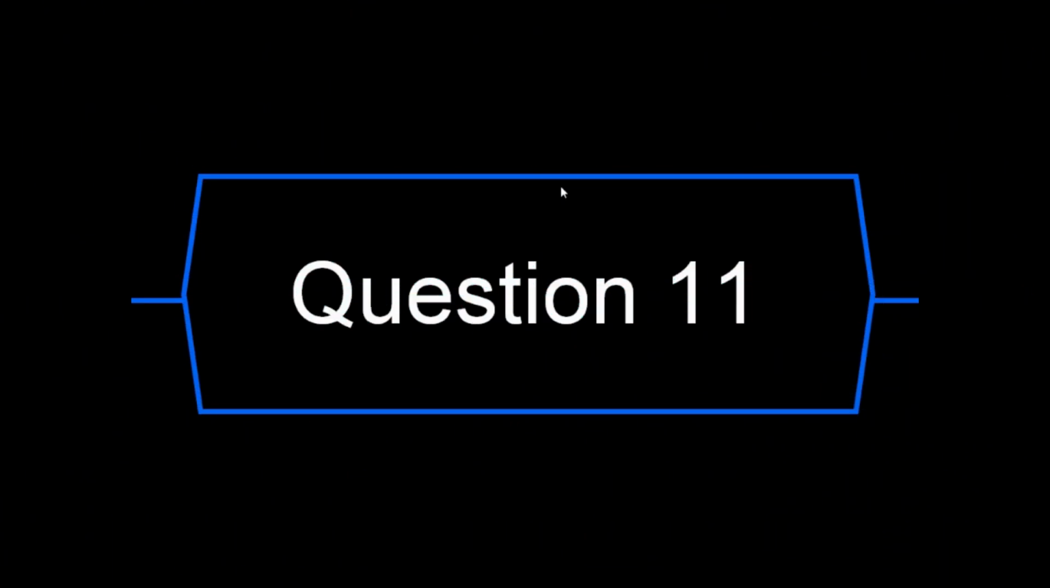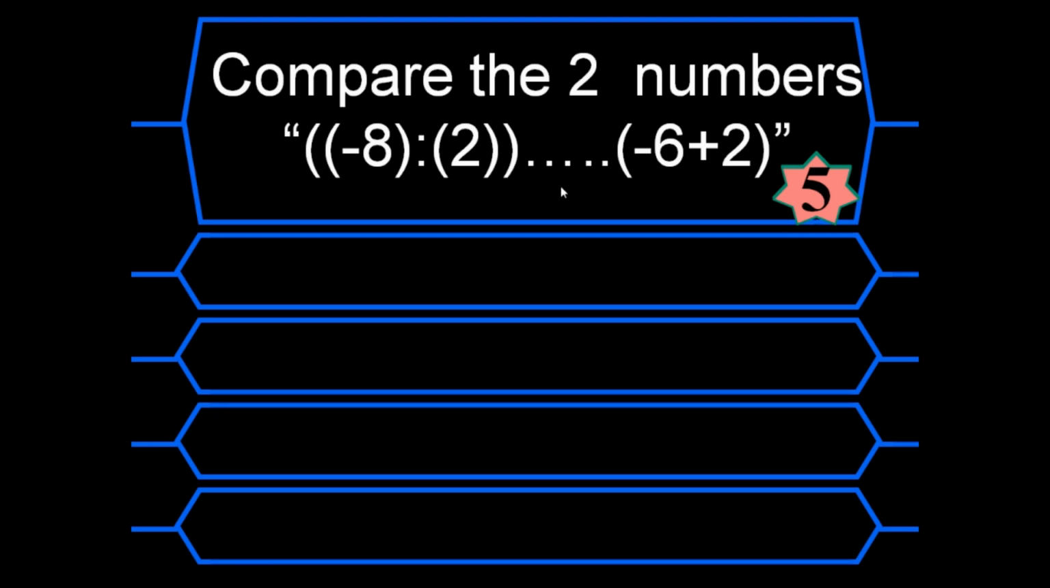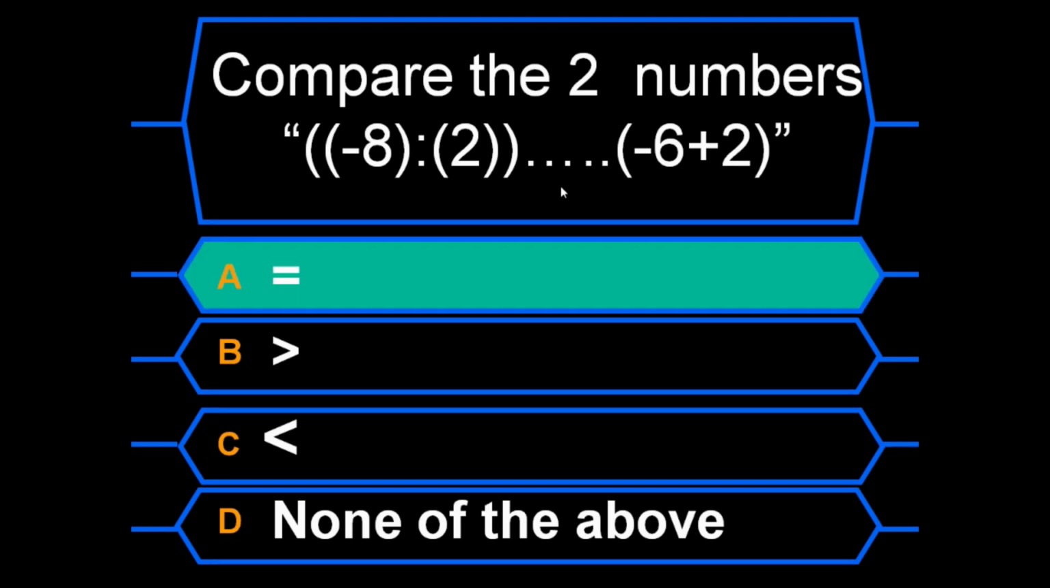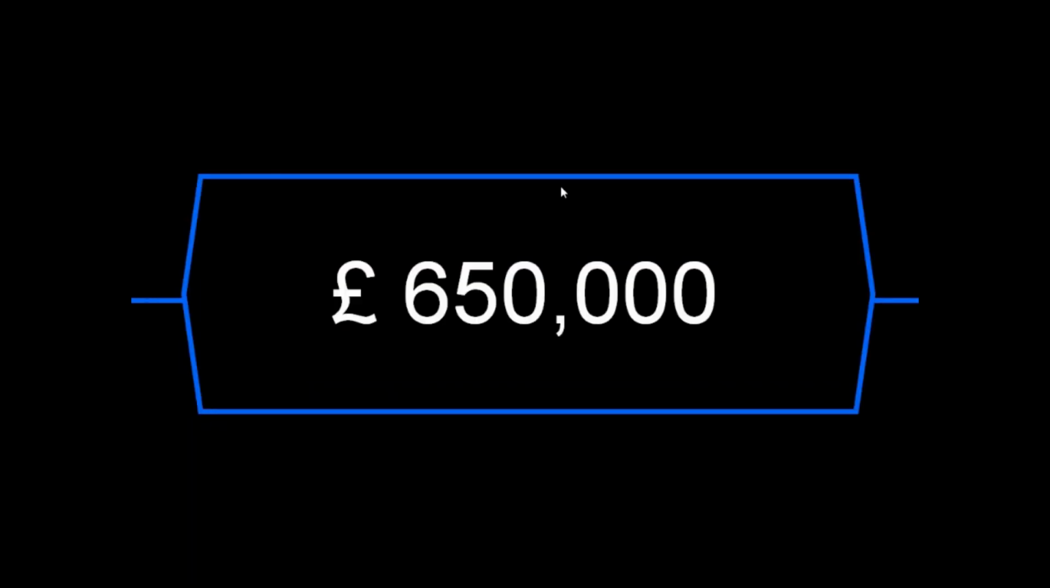Question number 11. Compare the two numbers. Equals, greater than, less than, none of the above. You have 5 seconds. Off we go. Equals. 650,000 pounds.